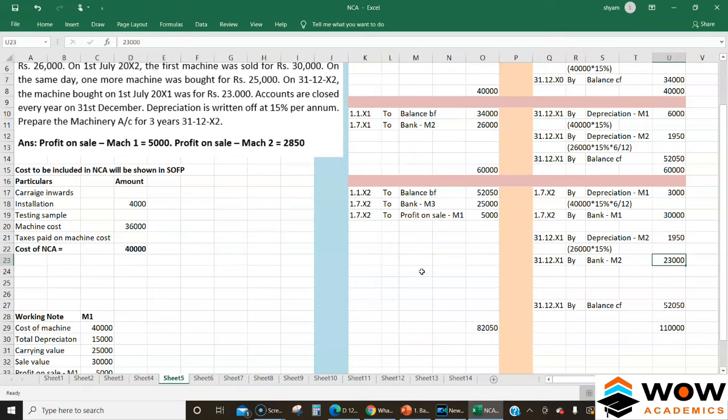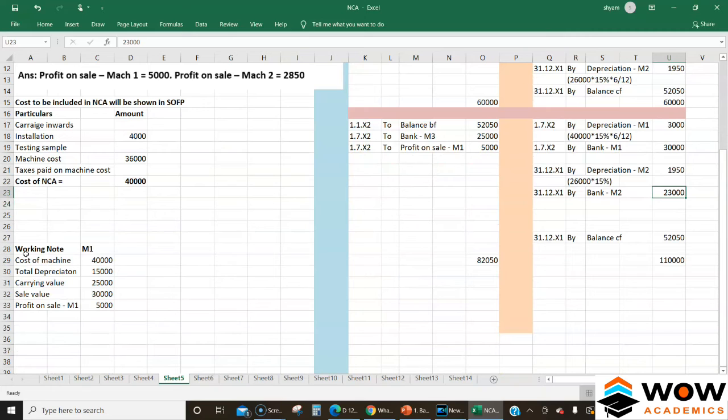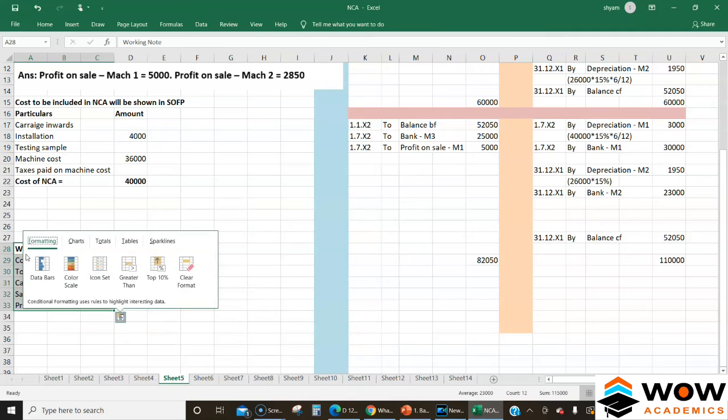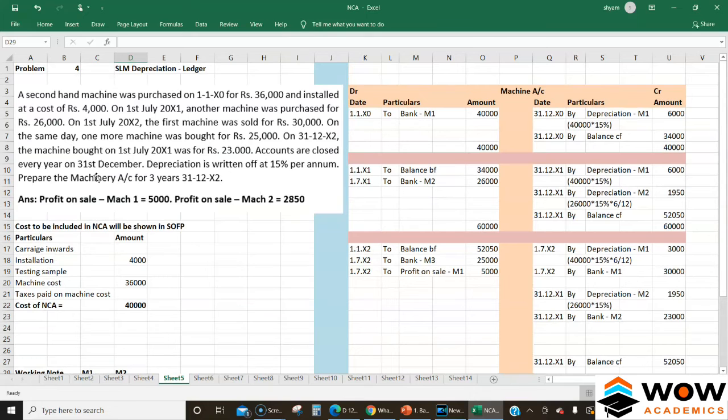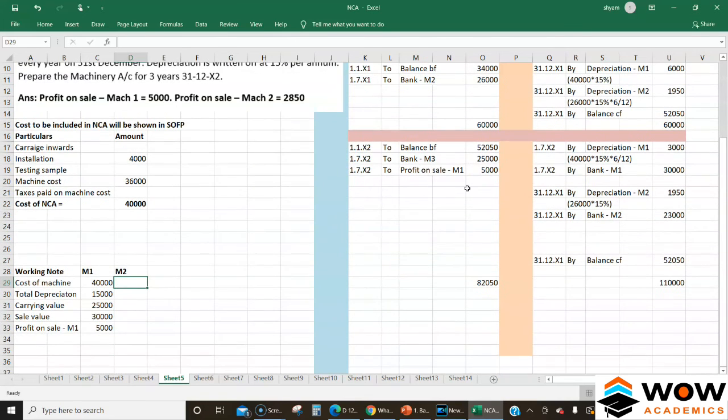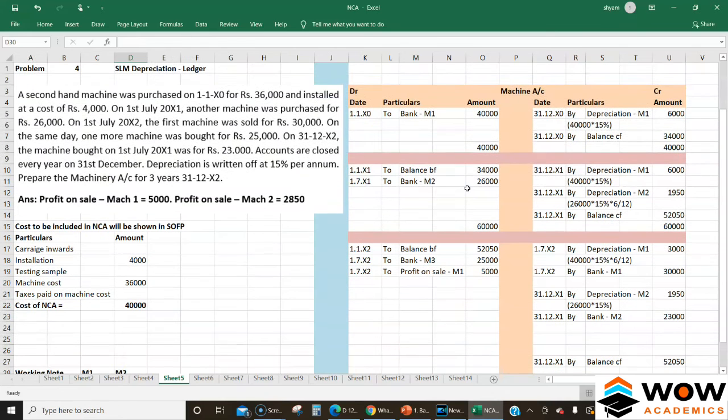So let's work out whether there's a profit or loss on machine 2. We'll copy the same, or else you can also show it directly like M2. So let's see what happens with M2. M2 was purchased at what cost? At 26,000. It is sold for how much? 23,000. What is the depreciation till now? Depreciation is 1,950. Why is it showing 1,950 again? We have not copied this cell, so let's put it here.